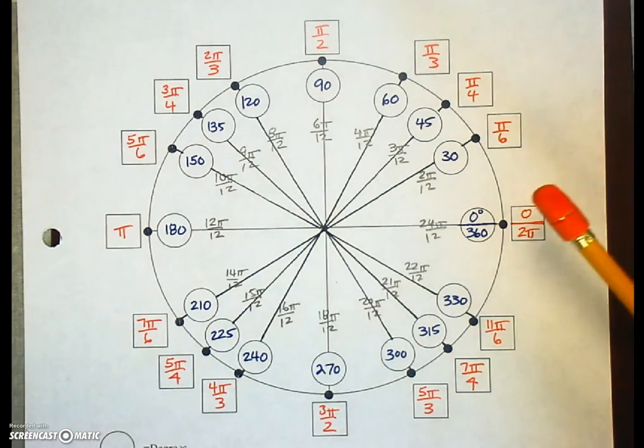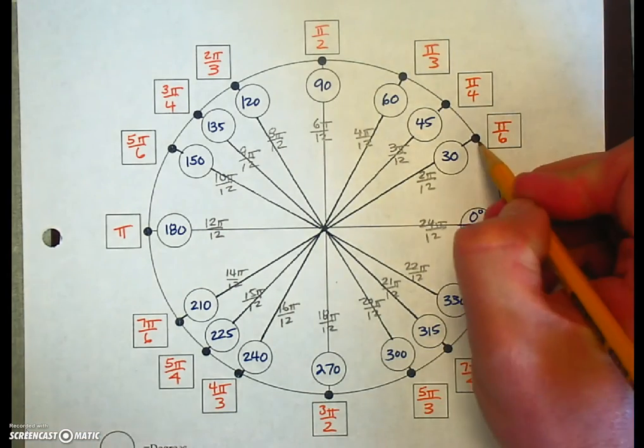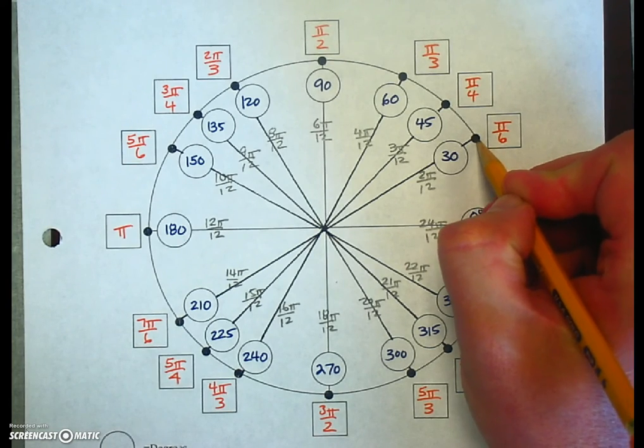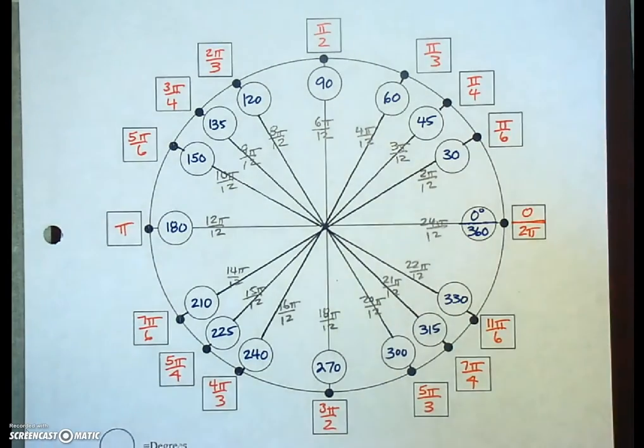Okay, so tomorrow I'm going to show you how to use this. What we're going to do tomorrow is I'm going to show you how to get the coordinates. Like I'll show you how to get what this point is, its x and its y coordinate, and we'll do that all the way around, and I'll show you how to use sine, cosine, and tangent with the unit circle.